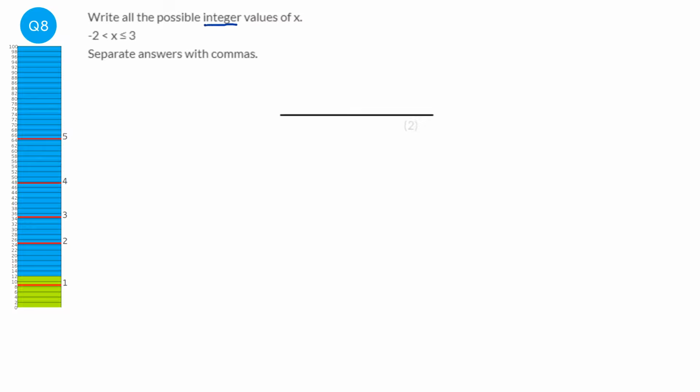So the word integer just means whole number. So we're looking for all the whole numbers that x can be. Well, it says here that x is between -2 and 3. So we can first of all fill out that -1, 0, 1, and 2 are definitely values that x can be.